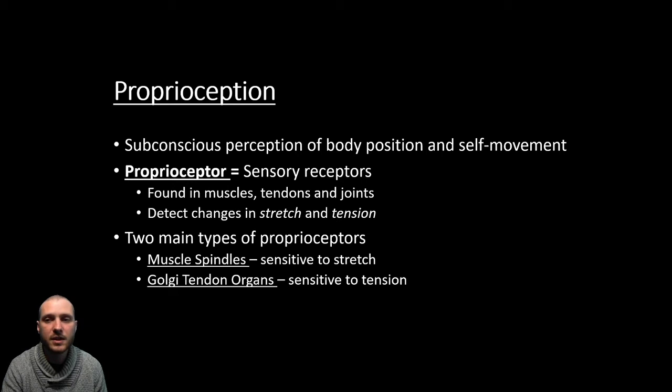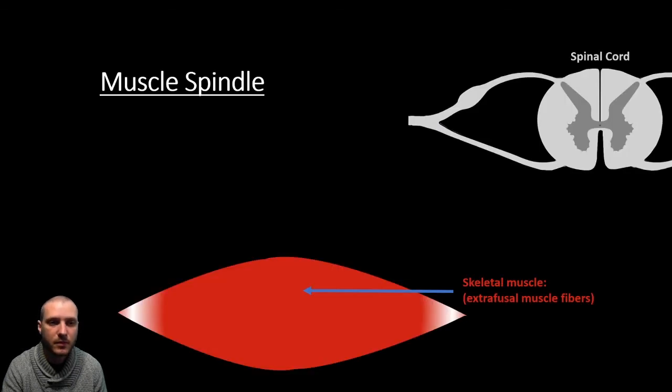So the first one we're going to look at is a muscle spindle. What we want to know about muscle spindles is that they exist inside the center of the muscle. So here we just have a generic muscle, and up in this corner we have our spinal cord.